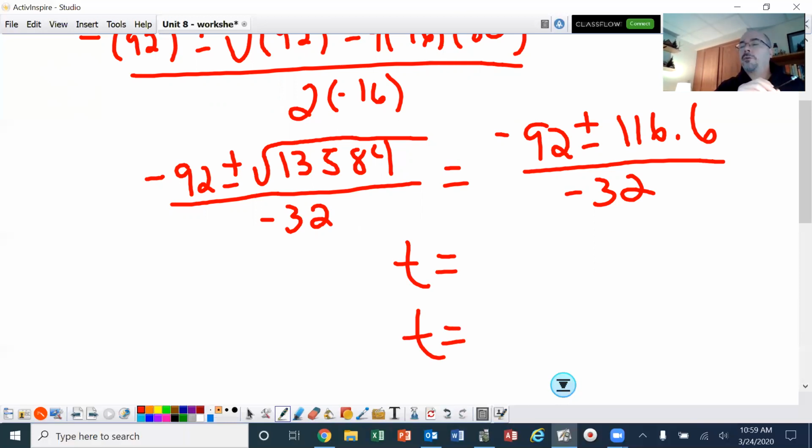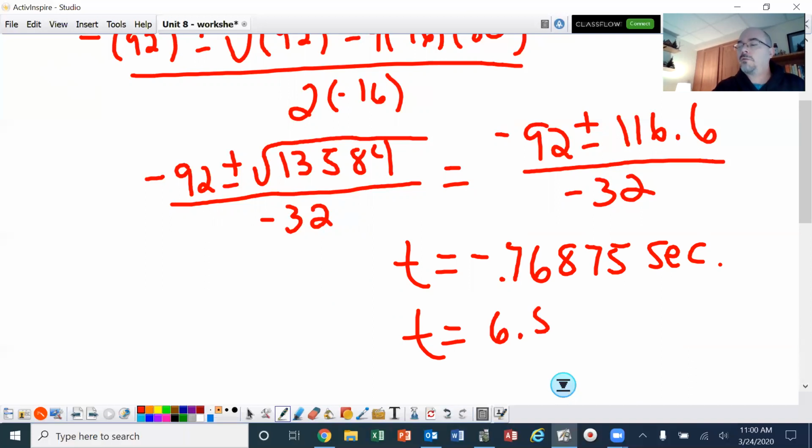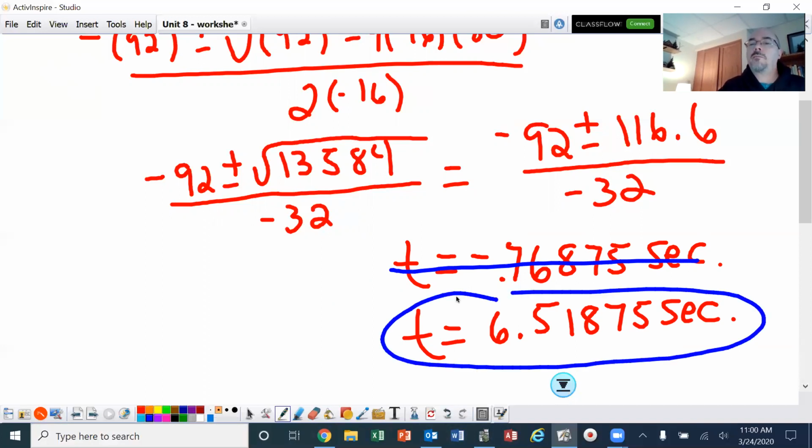For the first answer, you're going to take the negative 92 plus the 116.6 divided by negative 32. You're going to end up with negative 0.76825 seconds. Then you're going to do the negative 92 minus the 116.6 over negative 32, and you're going to get 6.51875 seconds. Again, only one of those makes sense, and that would be the positive one.